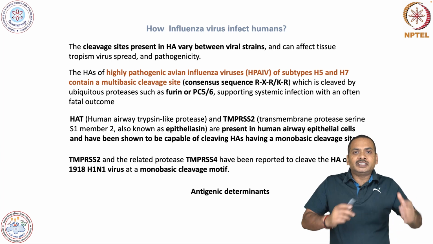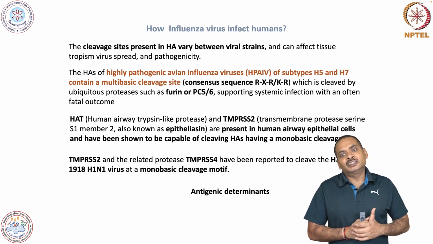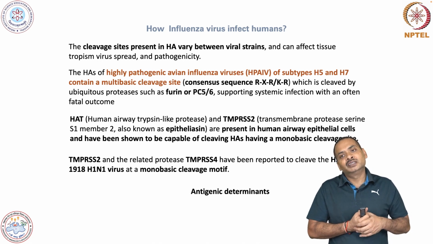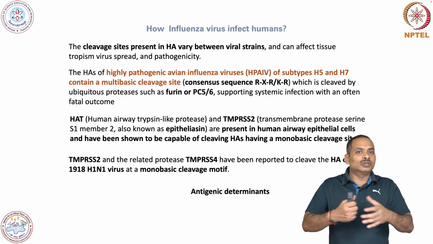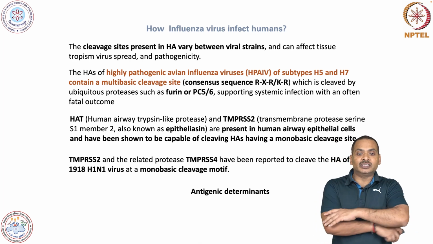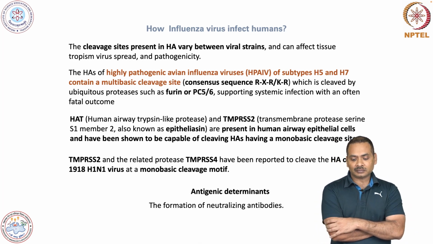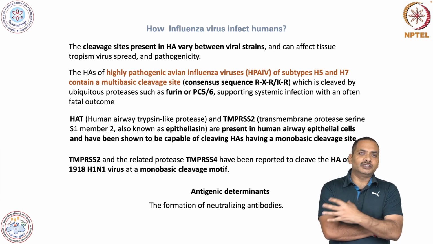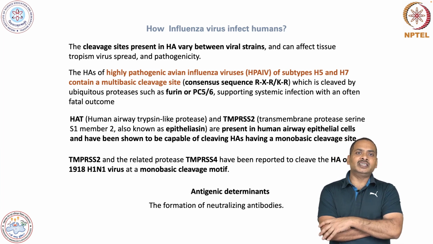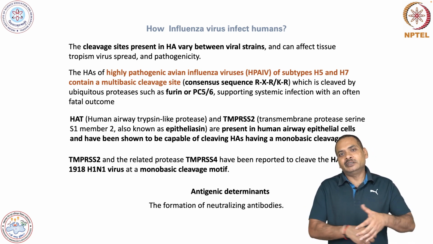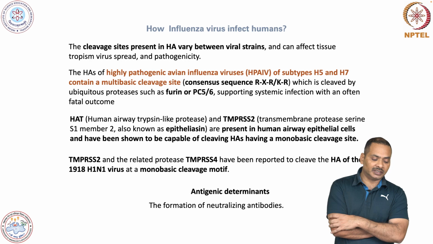HA is a very important antigenic determinant, and if we mask this HA by a monoclonal antibody or by other means, then we can prevent the infection. And as I told you, if we have a neutralizing antibody for HA, the infection can be very easily prevented.